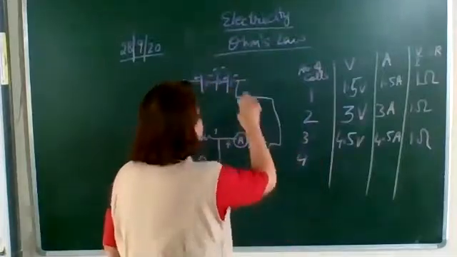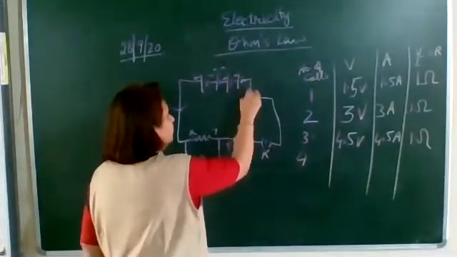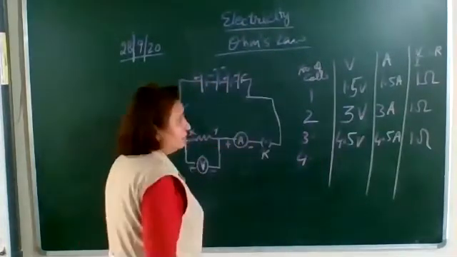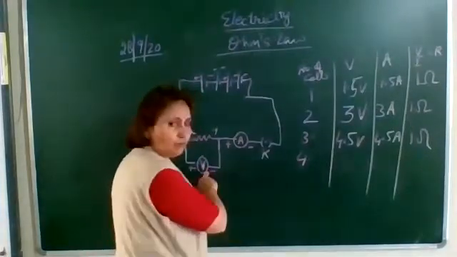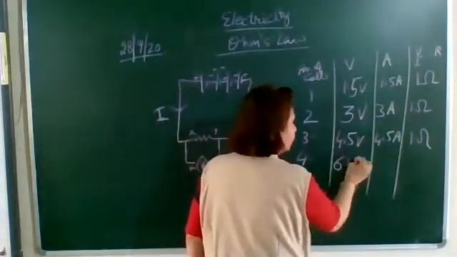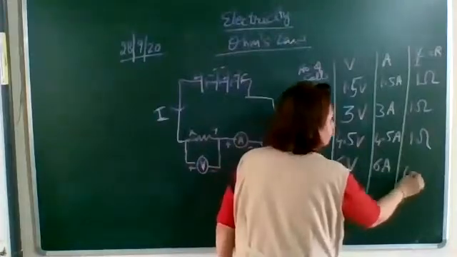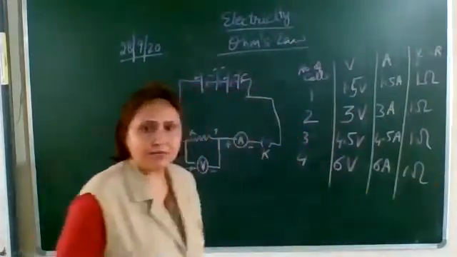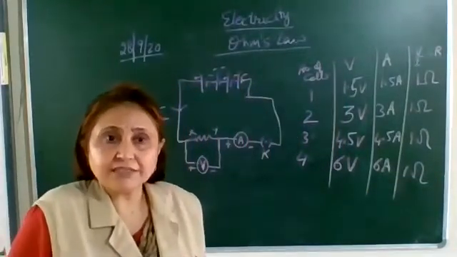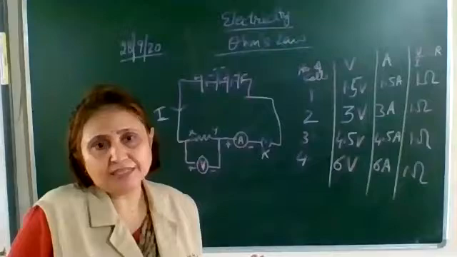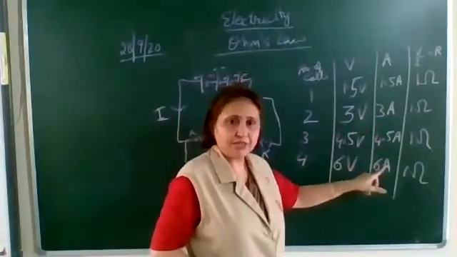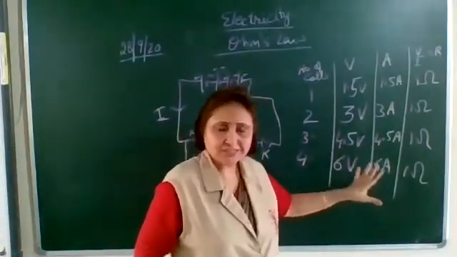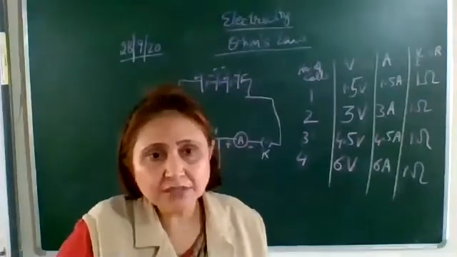One more, let us connect one more cell. Now the potential difference is 6 volts, and the current is also 6 amperes. Again the resistance is 1 ohm. So here we see that the ratio V upon I is constant, that is, V is directly proportional to I. This is just an example I have taken over here.